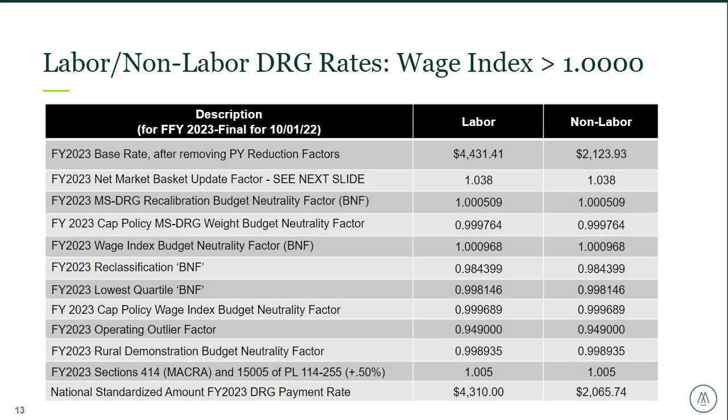So, you know, where you have a cap policy on wage index for budget neutrality, that's an additional payment, so that's being taken away from the base rate. So everybody pays for those who participate in those specific payments. So this just outlines how you get from point A to point B as these additional items are added on.